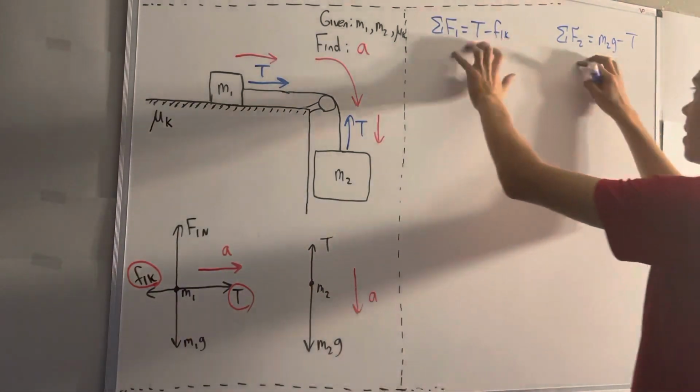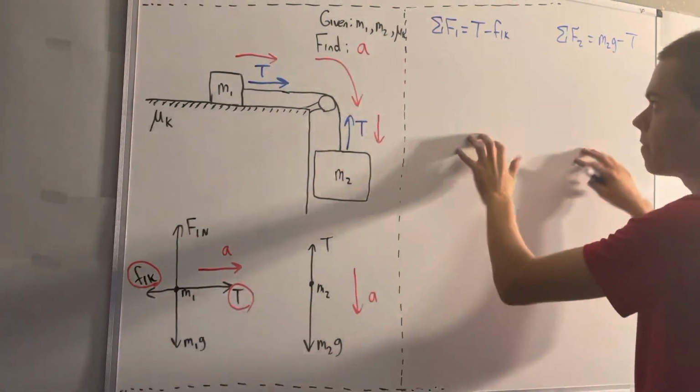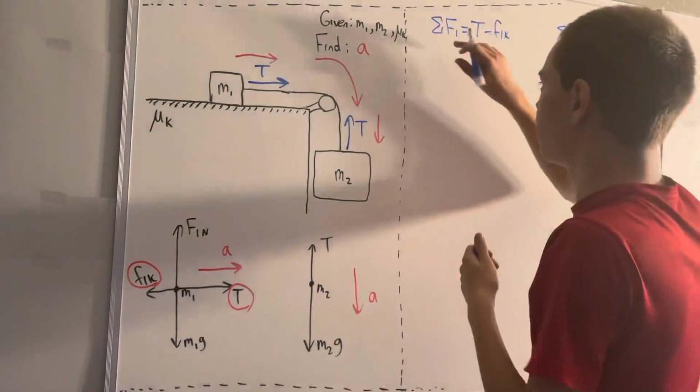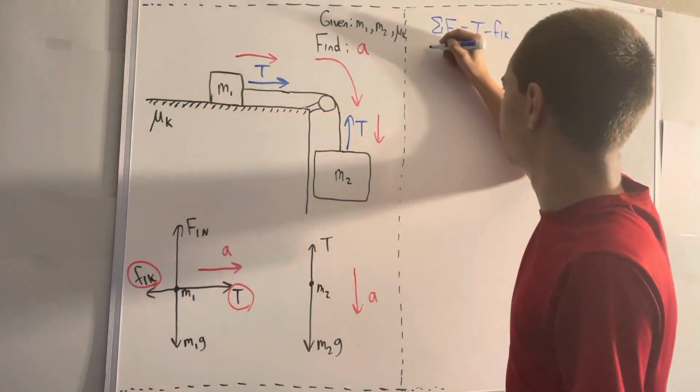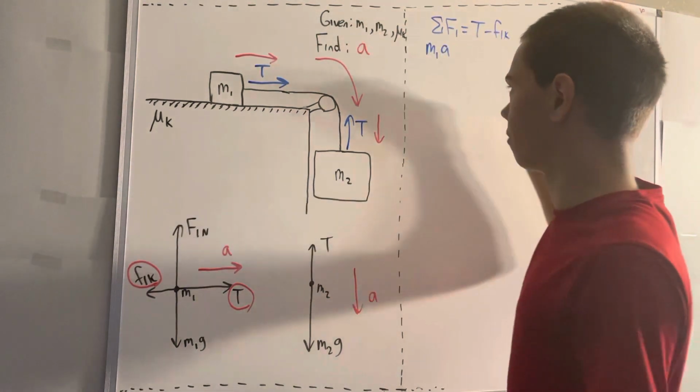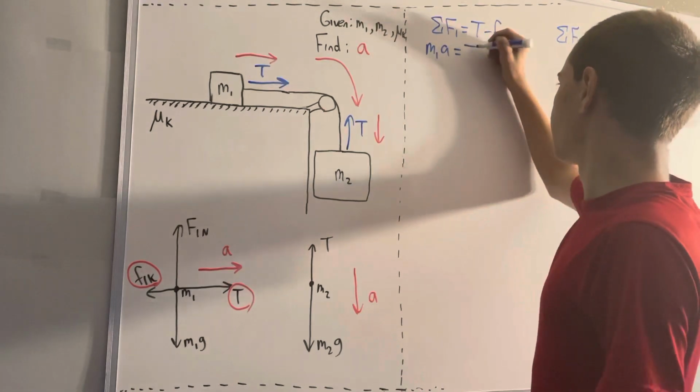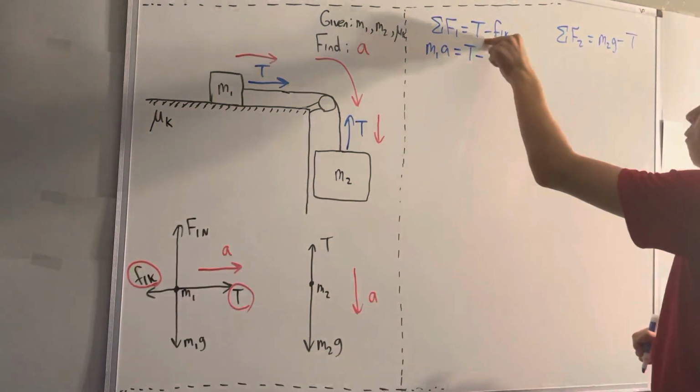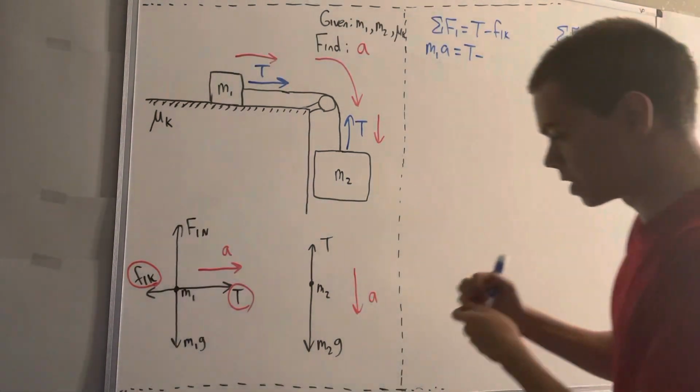Now we're going to write these as specifically as we possibly can. Net force is just mass times acceleration. So really it's just M1A equals tension minus F1K. We know what kinetic friction is.